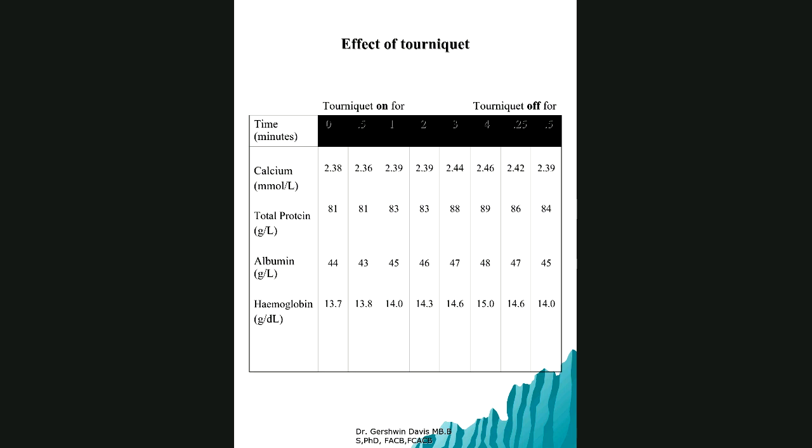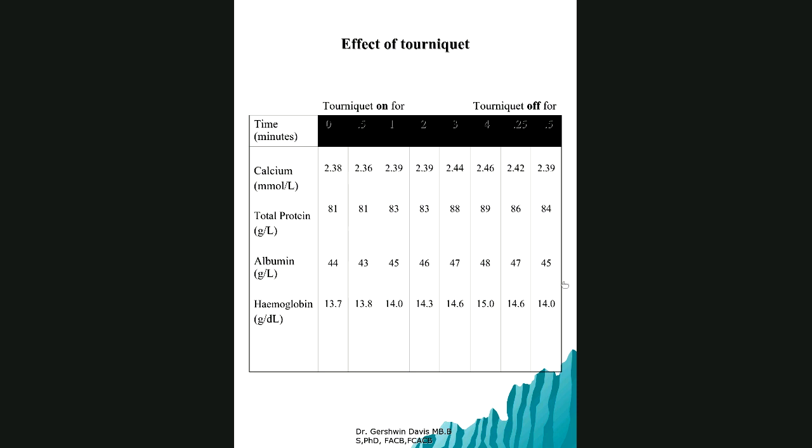Okay, so let's move on. Here's effect of tourniquet. Notice the tourniquet on. I hope you can actually see this. Maybe I can zoom in a little bit. Okay, hopefully that's a little better. Effect of tourniquet at 0, 5, 1, 2, 3 minutes, and then taking it off. If you notice here for the calcium, the general trend is increasing and then decreasing, right? The same for the serum protein, increasing, and then decreasing, albumin and hemoglobin. So basically, tourniquet on, you have an increase in your calcium and your proteins, and then after the tourniquet off, it goes down.